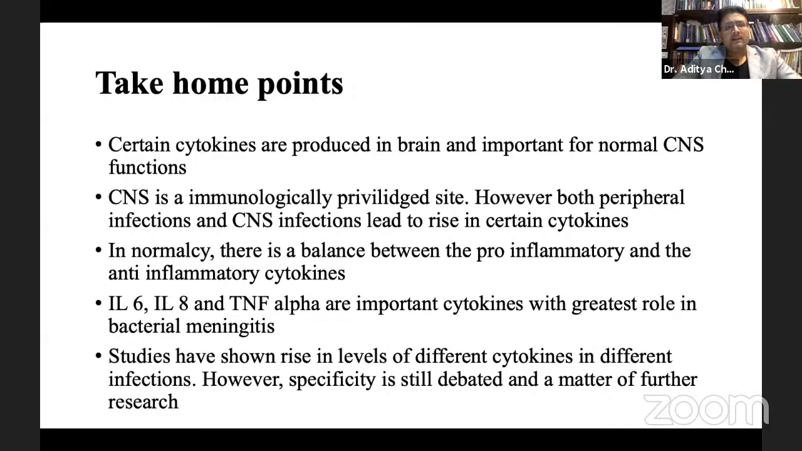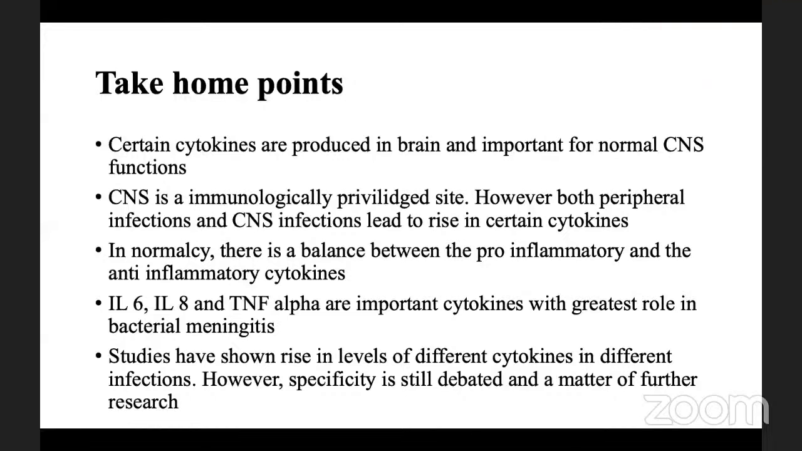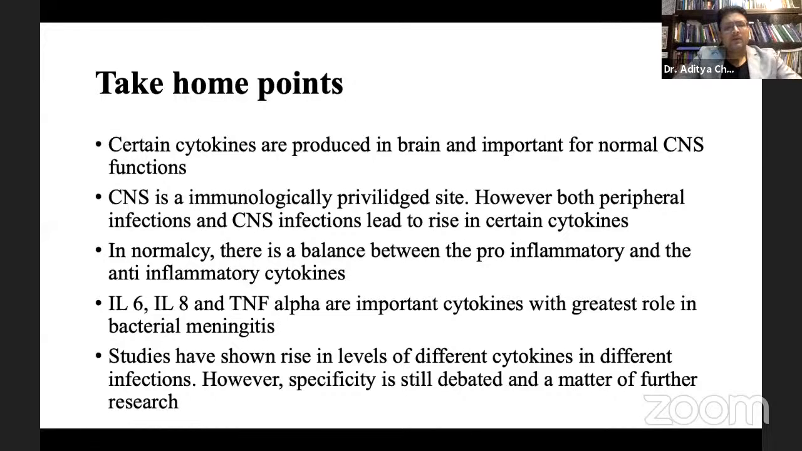The take home points are: there are certain cytokines produced in the brain and important for normal functioning. The CNS is an immunological privilege. However, both peripheral infections and CNS infections lead to a rise in certain cytokines. In normalcy, there is a balance between the pro-inflammatory and the anti-inflammatory cytokines. And there are three important cytokines which are of greatest value in bacterial meningitis, that include interleukin 6, 8, and TNF-alpha. And studies have shown rise in levels of different cytokines in different infections. However, specificity is still debated and is a matter of research.